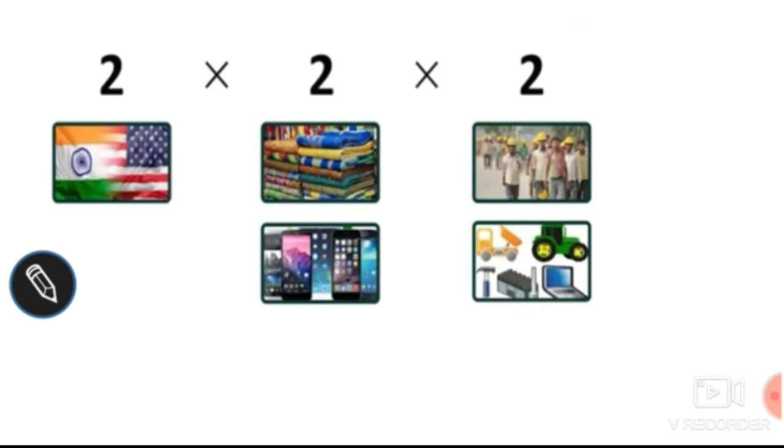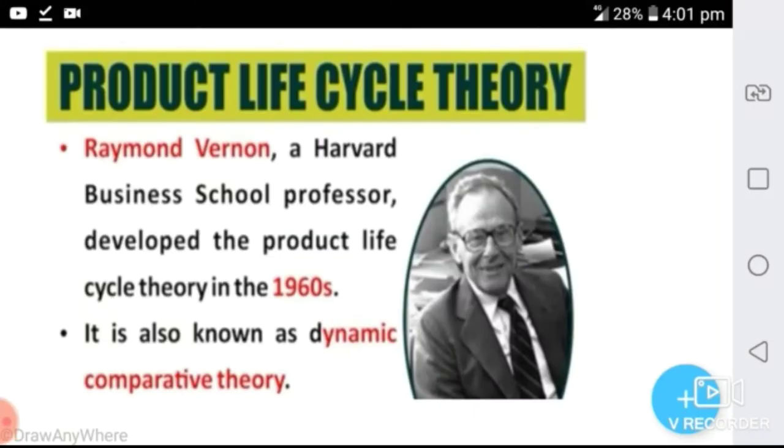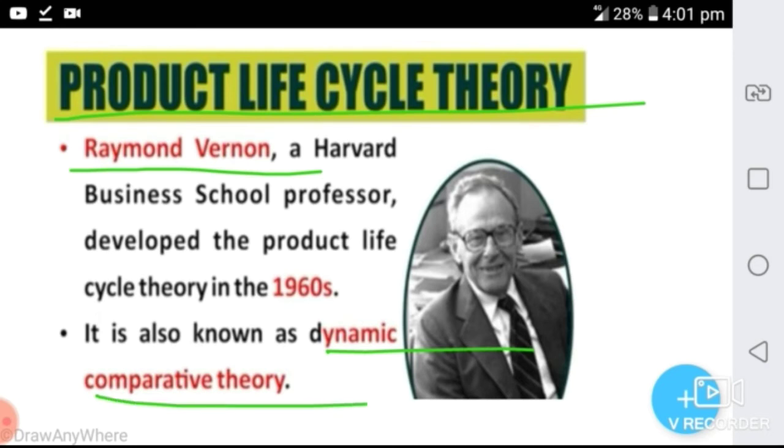Next one, product life cycle theory. This is an economic theory that was developed by Raymond Vernon. It's also known as dynamic comparative theory. This theory was developed by Raymond Vernon to explain how trade patterns change over time. Vernon observed and found that a large portion of the world's new products came from the United States. So, Vernon's International Product Life Cycle Theory is used to attempt to explain why this happened.